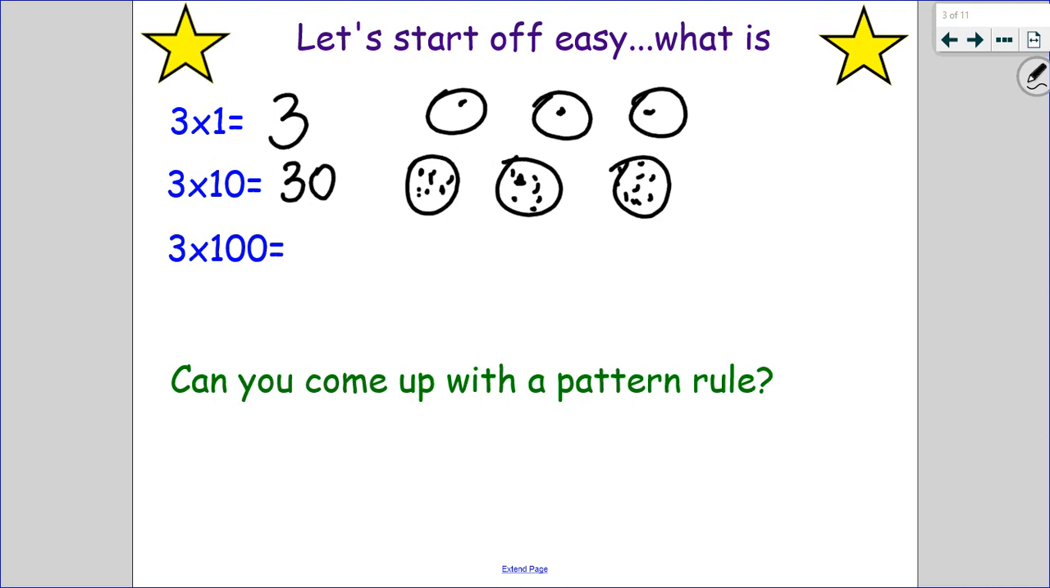So let's look at this and see if we can come up with a pattern rule. If 3 times 1 equals 3, well, 3 times 10 equals 30. So what do you think, guys, 3 times 100 would equal? If you said 300, you are correct. Excellent job, because I hope you see now a 0 and 2 zeros, which shows an amazing way to look at this pattern.